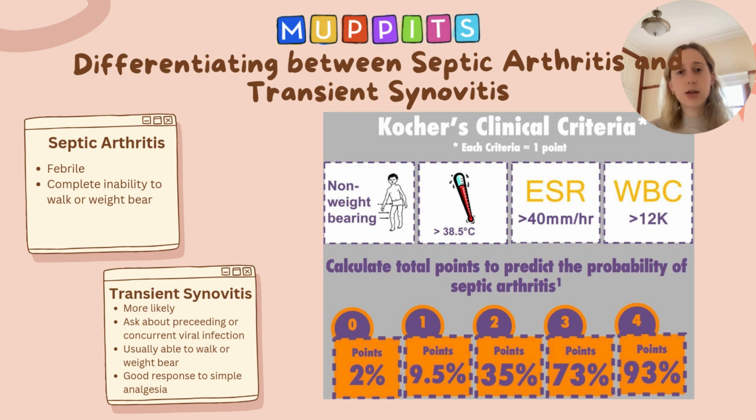There's this criteria called the Kocher clinical criteria, which just helps you predict the probability that it is septic arthritis. So if you get 0, 1, 2, 3, or 4 points, this shows you the likelihood that it is septic arthritis. So the 4 criteria are, is the child non-weight bearing, is their temperature over 38.5 degrees. Then it also has 2 investigative measures as well, so ESR over 40 and white blood cell count over 12,000.